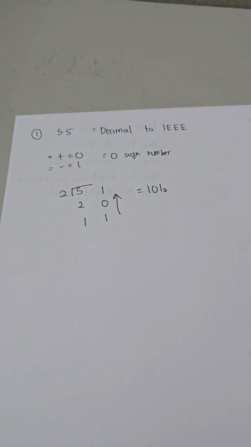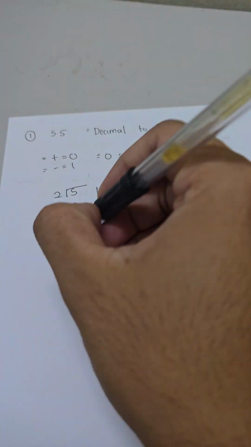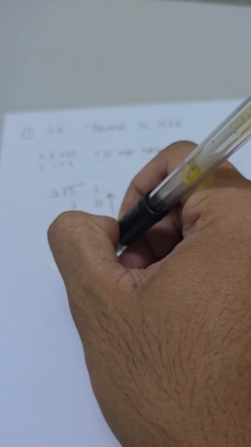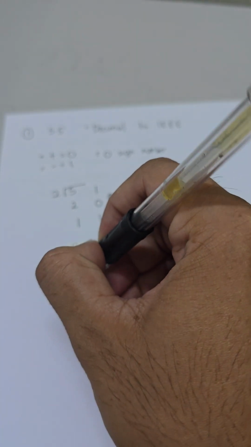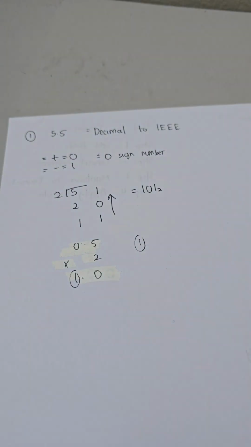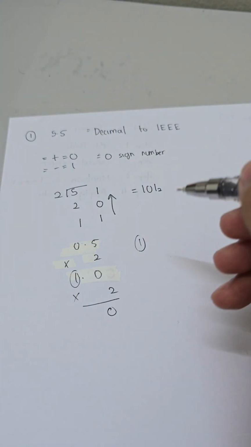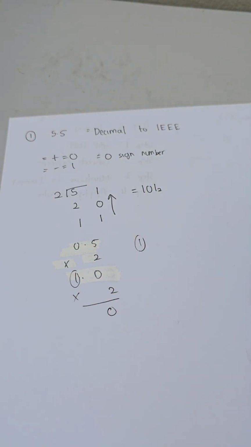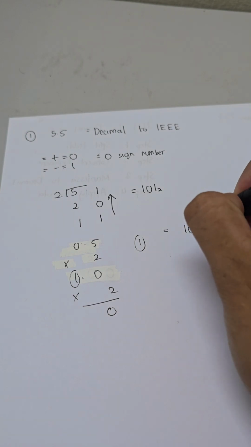And then we must change the 0.5 to binary as well. So 0.5 we must multiply by 2 and it gives us 1.0. So we take the digit up here, which is 1, and then we multiply by 2 again. But since the fraction is 0, times 2 it becomes 0 again, so we just take this one digit to be the binary for 0.5. So the full binary number for 5.5 is 101.1.